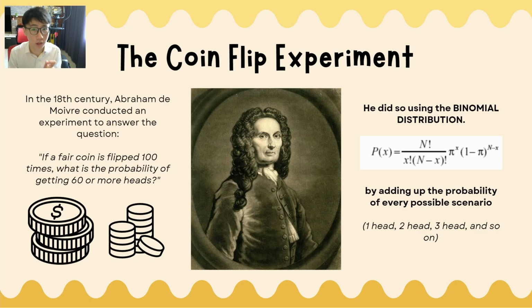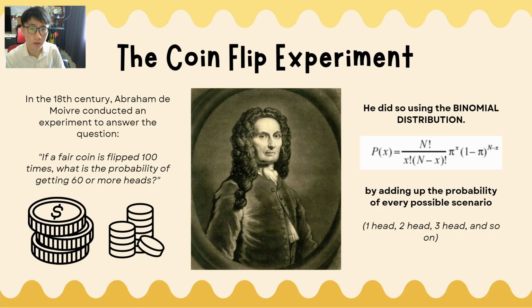In the 18th century, French mathematician and consultant to gamblers, Abraham de Moivre, wanted to conduct an experiment and answer this one simple question. What happens if I flip this fair coin 100 times, and what will be the probability of me getting heads 60 or more times?